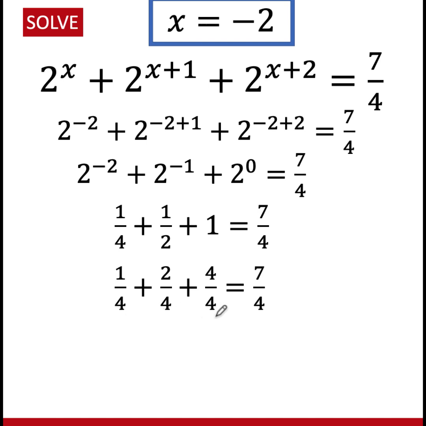And we have here the same denominators. We can add the numerators. 1 plus 2 plus 4 equals 7. And indeed, x equals negative 2, when substituted into the original equation, resulted in a correct equation. So it's verified that our value for x is x equals negative 2.